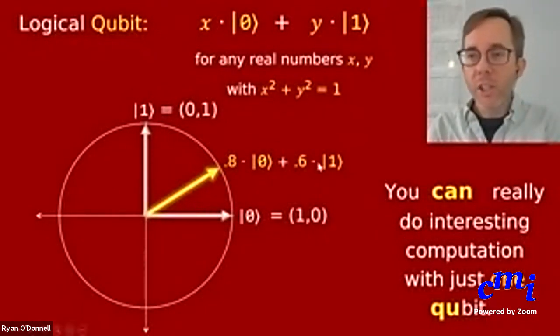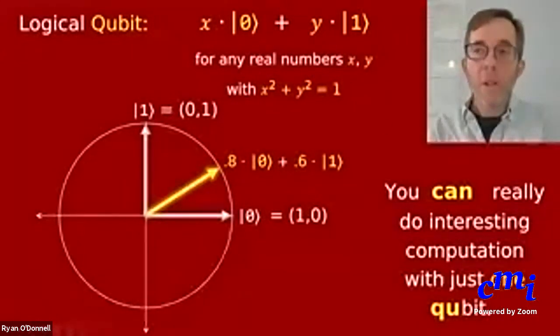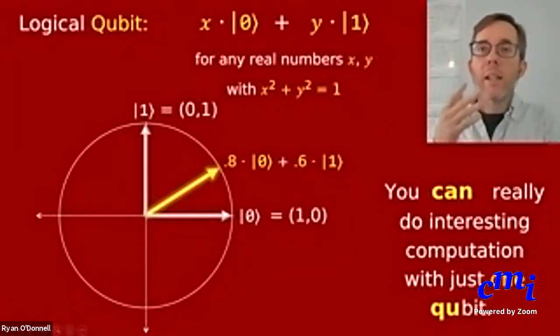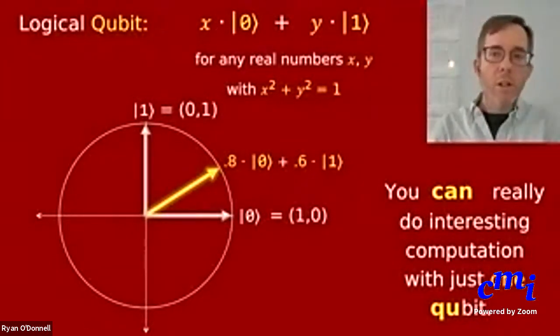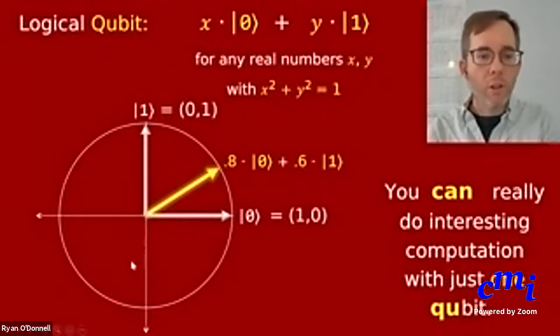And so this actually makes sense. If you know a little bit about how vectors work, this vector here is literally 0.8 times this vector plus 0.6 times the vertical vector. So the true way to state it is that the state of one logical qubit with real amplitudes is a vector. It's a two-dimensional vector whose tip is on the unit circle.